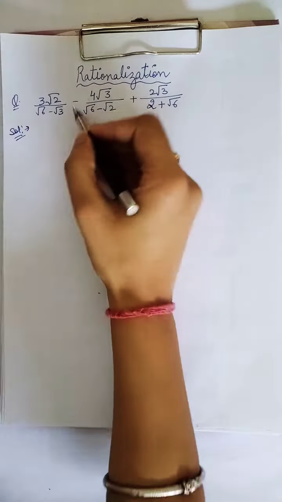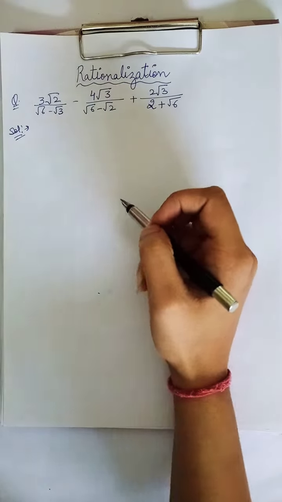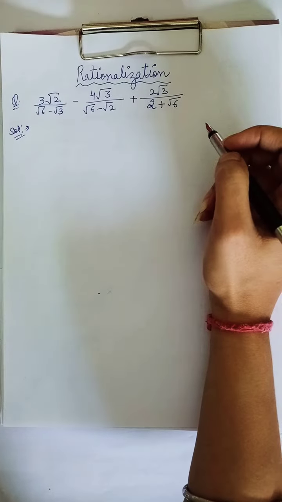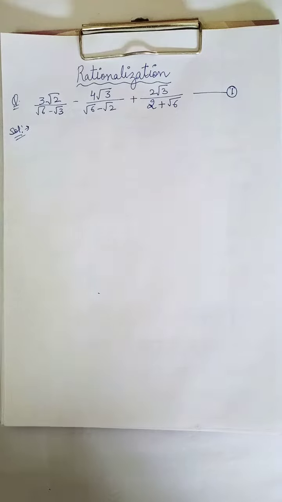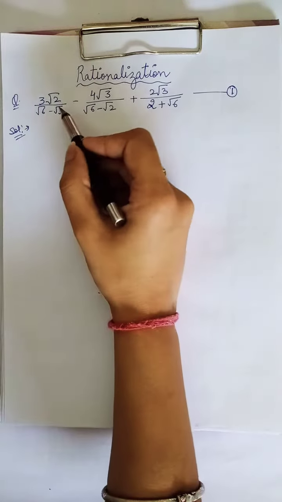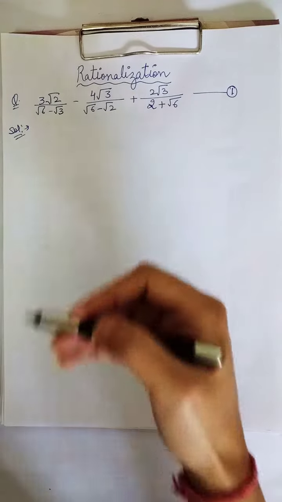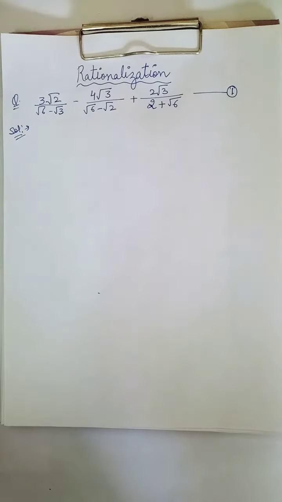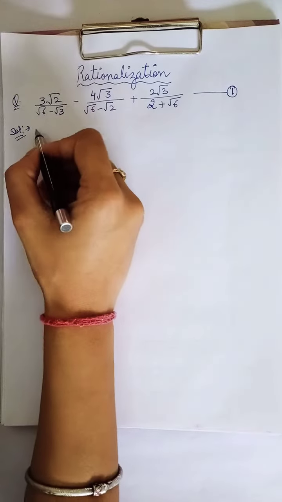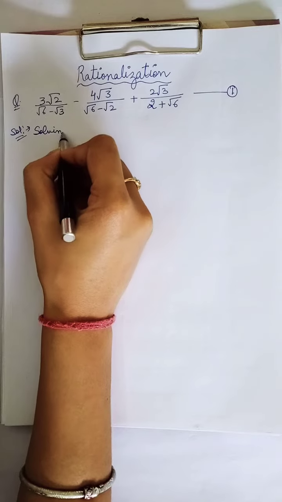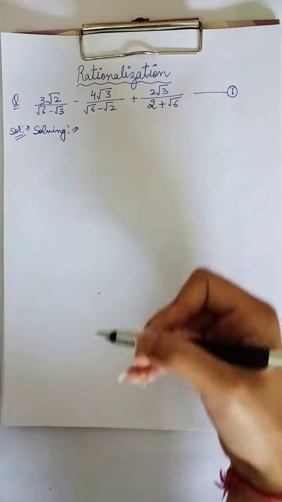Now see, here there are three terms. Now how do we rationalize the three terms? First of all, name this equation as 1. It is our choice that we can solve these three terms step by step or we can solve them simultaneously. But to explain to you, I am solving it step by step. First of all, I will solve each term turn by turn.